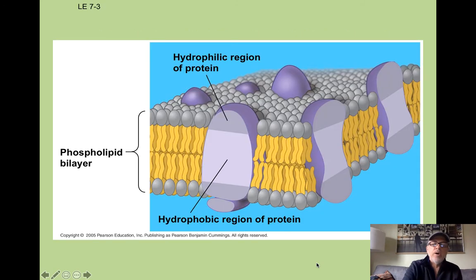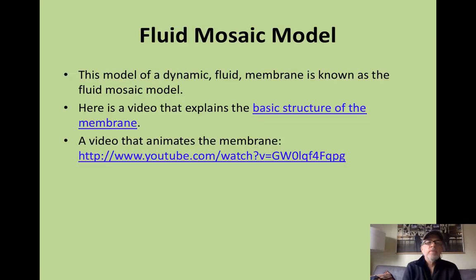Here's our picture now of what a membrane looks like. We have the phospholipid bilayer here, and then embedded in it are these proteins. And since the membrane is liquid, the proteins are able to move around in the membrane. This model of the membrane is called the fluid mosaic model. And what I would like you to do after you've watched this video is watch these two videos, which both give you some idea of what a membrane might look like.